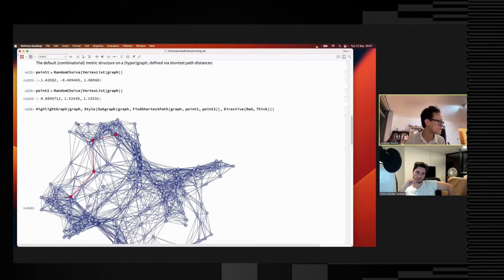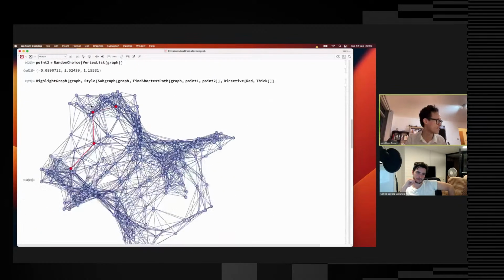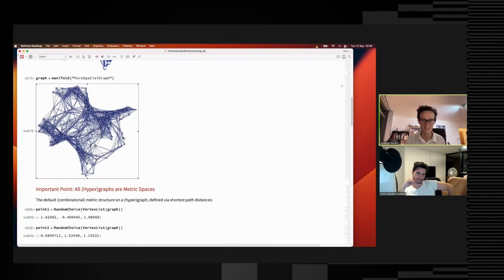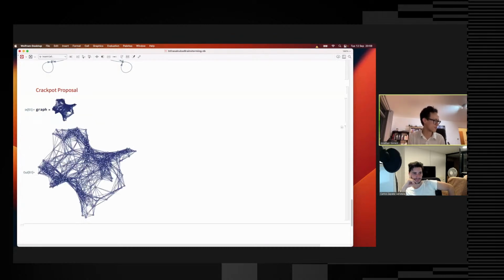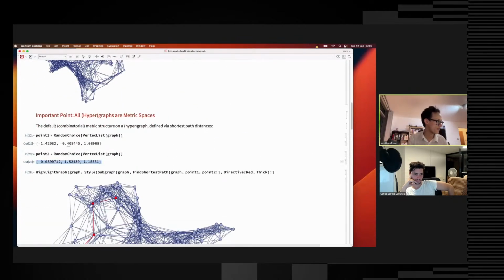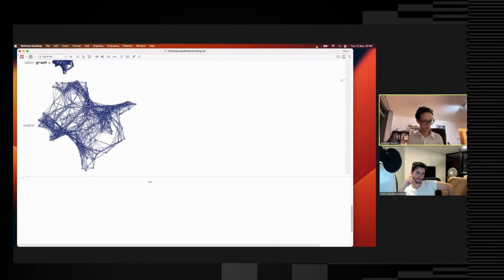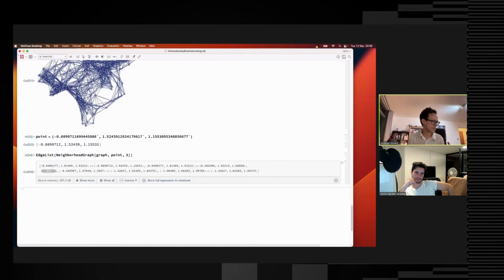Okay, if we take this example, I rewrote the vertex graph. Okay, crackpot proposal, so let's do that. And we had a random point somewhere, which was this thing here. So we say neighborhood graph 0.3. Now what we can do is take the edge list of that.